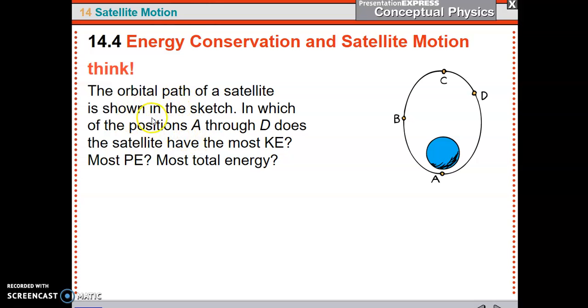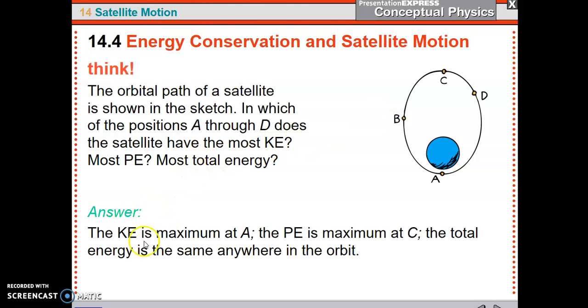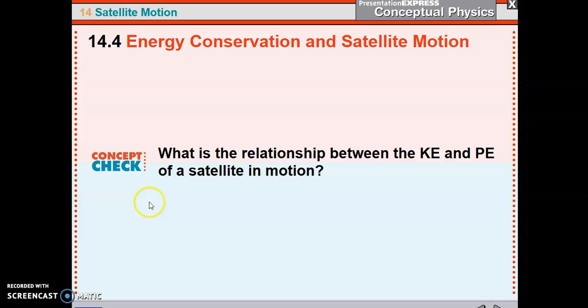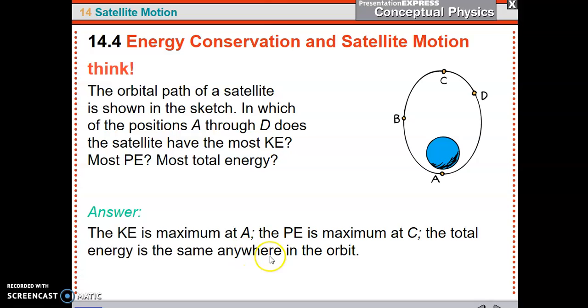The orbital path of the satellite is shown in the sketch. In which of the positions A through D does the satellite have the most kinetic energy? The most kinetic energy is at A. And the most potential, where the height is the most, C. And the most total energy, well, total energy never changes. So total energy is a constant everywhere on the orbit. And there's the answer written out. So, what is the relationship between the kinetic and potential energy of a satellite motion? The total energy is the same anywhere in the orbit.